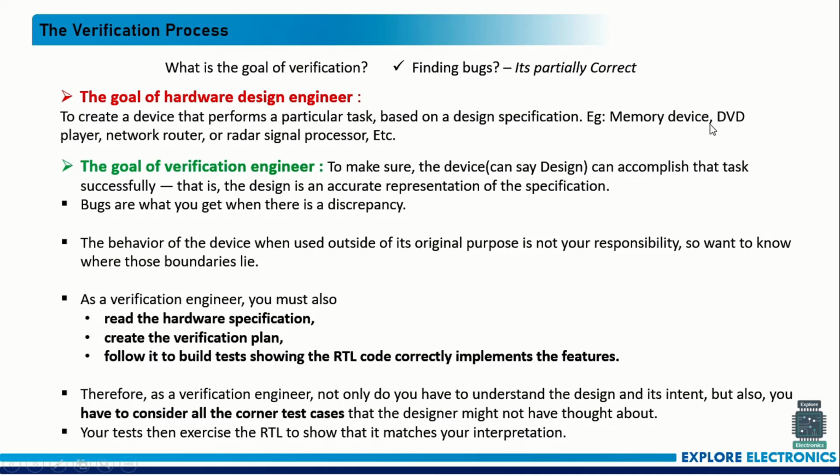Example designs can be a memory device, an IC which supports memory read-write transactions with a particular size; a DVD player, which has to play the video as well as the audio; a network router, which will be capable of routing things to different devices; or a radar signal processor, which will process the signals coming into the system. So these are a kind of ASIC examples, and this is the goal of the hardware design engineer. He has to get the design specification, and depending on that, he will be writing the design for the particular task.